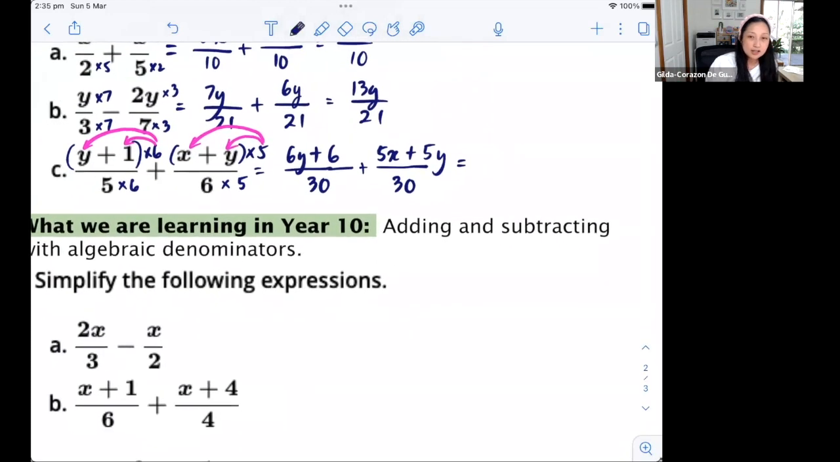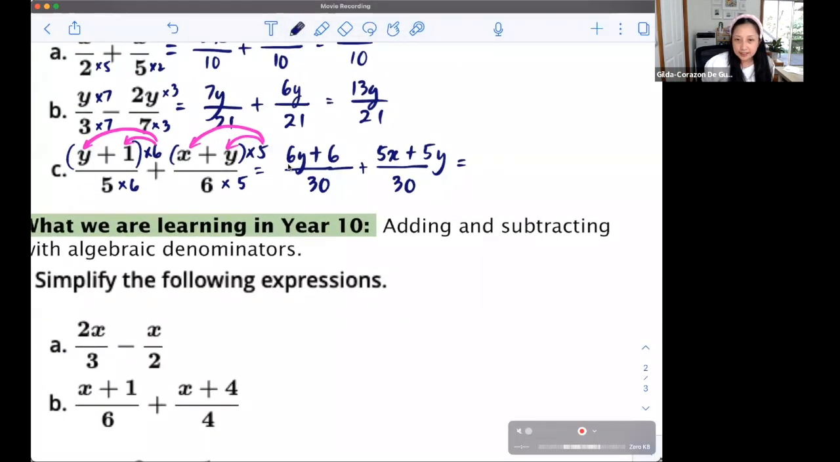Now, this one here, you want to collect the like terms. 6y and 5y becomes what? 11y. You've got 5x. Can you find any other terms that would have x? There's none, so it's just 5x and then 6. Now, you can actually write it down as 11y plus 5x plus 6 or plus 6 plus 5x.